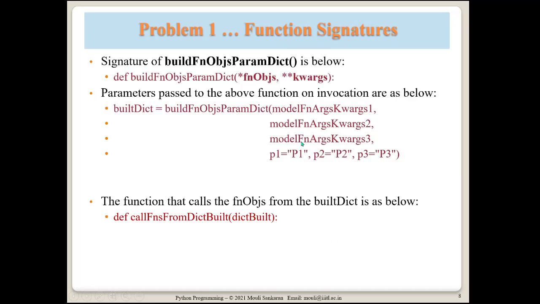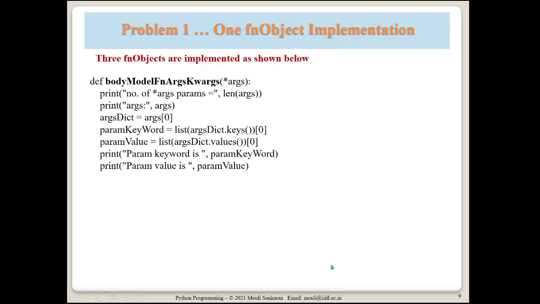Now after this I am saying that call this dictionary, pass a dictionary here, and then this function will call those function objects with those parameters, and it will invoke them. Okay, so let me show you. This is the function, body of the function.